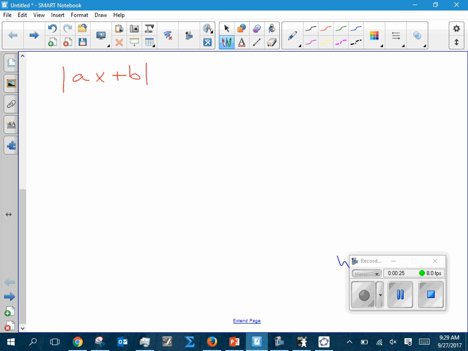I think maybe your book shows it this way. A lot of times, a lot of textbooks show it that way. Last class, he showed absolute value of x is equal to some constant, and they use a, but it doesn't really matter.